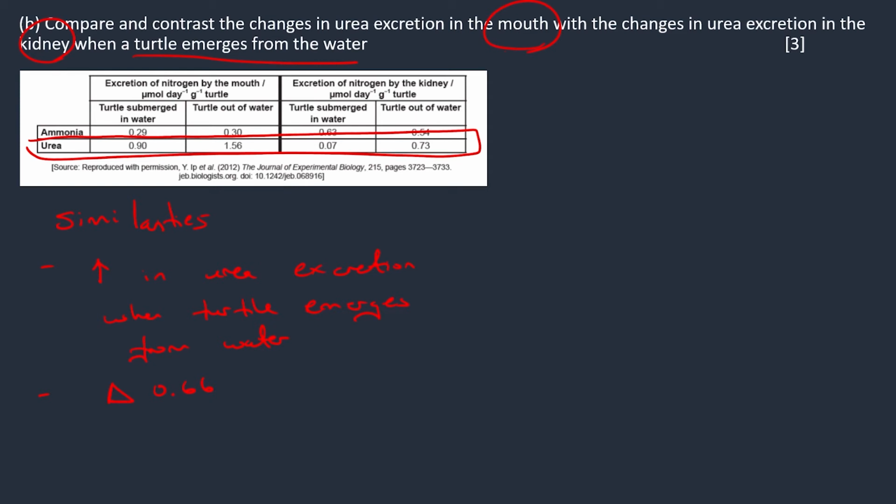Now the main difference, however, would be the percent change. And the percent change is much greater for the excretion of urea by the kidney because you go from 0.07 to 0.73 versus the increase from 0.9 to 1.56. And so percent change is greater for excretion of urea by the kidney.